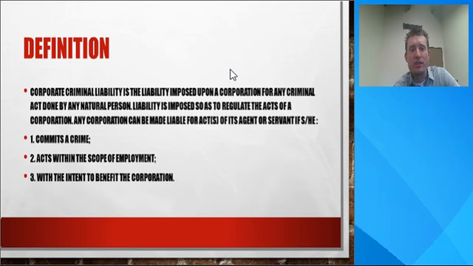And any corporation can be made liable for its acts or the acts of its agents or servants if he or she 1. Commits a crime, 2. Acts within the scope of their employment, and 3. That crime was committed with the intent to benefit the corporation.